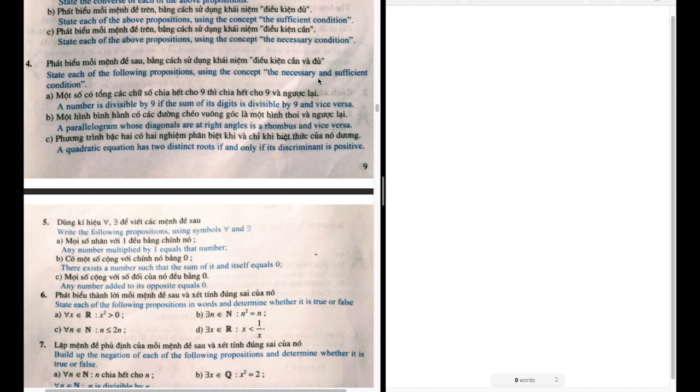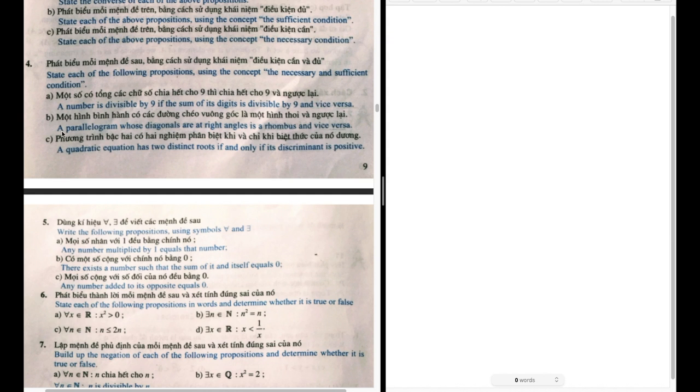So we use the form necessary and sufficient condition. It becomes a number is divisible by 9 is the necessary and sufficient condition for the sum of its digits is divisible by 9, or the sum of a number's digits is divisible by 9 is the necessary and sufficient condition for this number is divisible by 9. Okay.